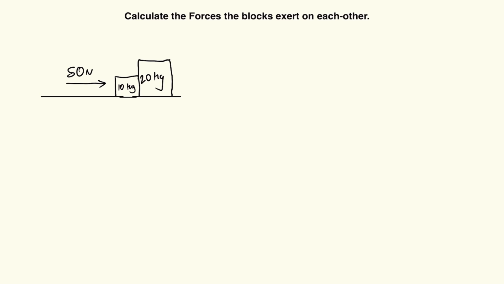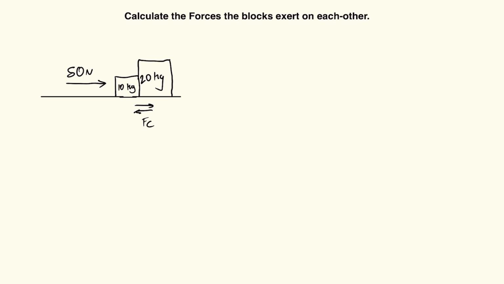First we have to understand that the contact force goes both ways according to Newton's third law. There's a force going right and a force going left between each of the two blocks. We have the first block being the 10 kilogram block and the second block being the 20 kilogram block.